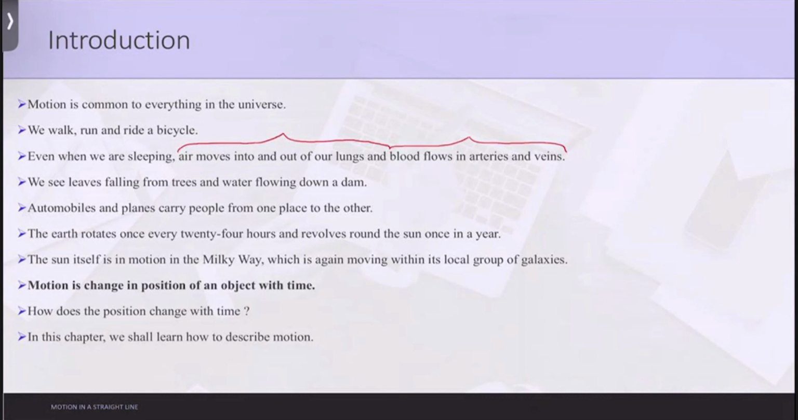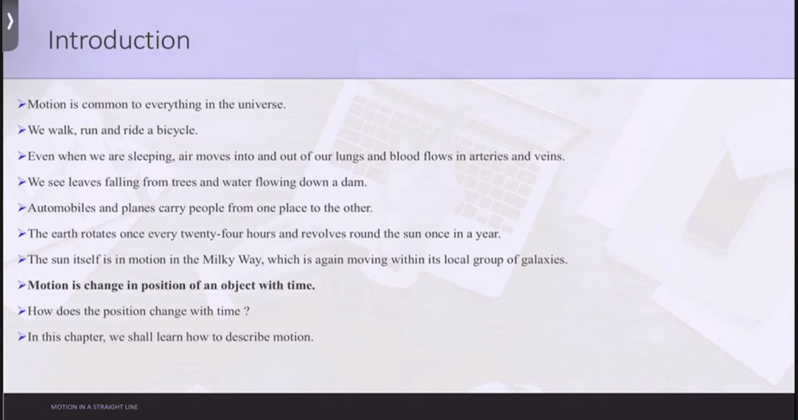Similarly, we see leaves falling from trees and water flowing in a dam. So water flow in a dam is also a motion. The leaves falling from trees is also a motion, right? They fall due to the action of gravity. Automobiles and planes carry people from one place to another. So this transportation from point A to point B is also motion. It can occur in a linear fashion or in a curvilinear fashion, or it can go above and come below. These are different aspects of motion which we try to consider when we understand the term motion.